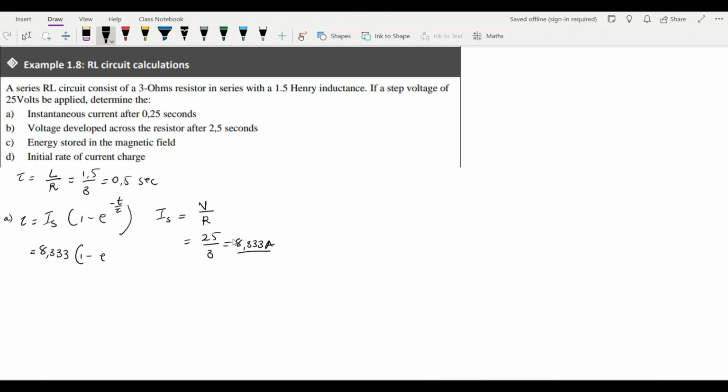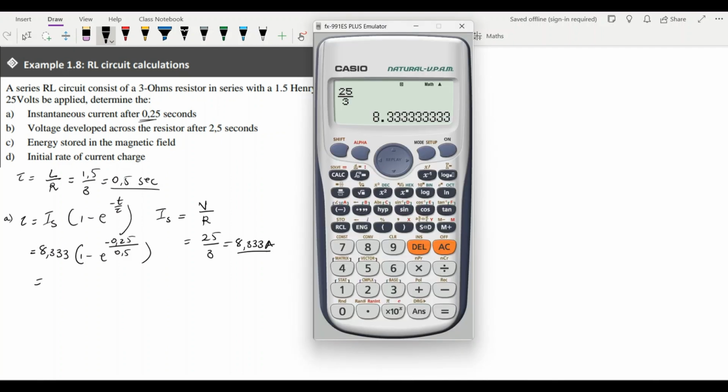Take that, and substitute it here. 8.333 into 1 minus e to the power, we've already been given the instantaneous time, which is negative 0.25 divided by the time constant that we had already calculated, 0.5. Now, you need to punch that in your calculator very carefully. 8.333 into 1 minus e to the power, that's a fraction, negative 0.25 divided by 0.5.